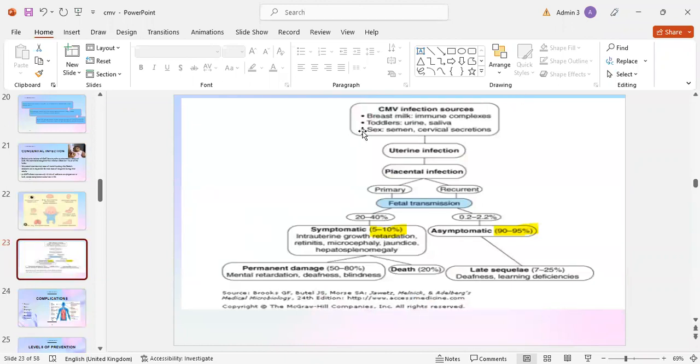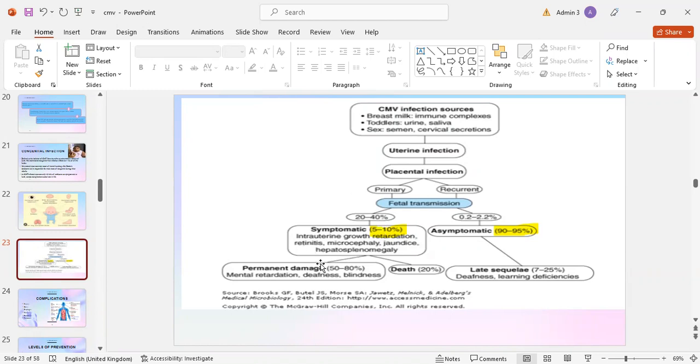Cytomegalovirus infectious sources could be breast milk, immune complexes, and toddlers through urine and saliva, sex, semen, and cervical secretions. Uterine infection leads to placental infection, which could be primary or recurrent, with fetal transmission of 20 to 40%. Then it leads to symptomatic disease in 5 to 10% of infants: intrauterine growth retardation, retinitis, microcephaly, jaundice, hepatosplenomegaly. It is asymptomatic in 90 to 95% of patients.